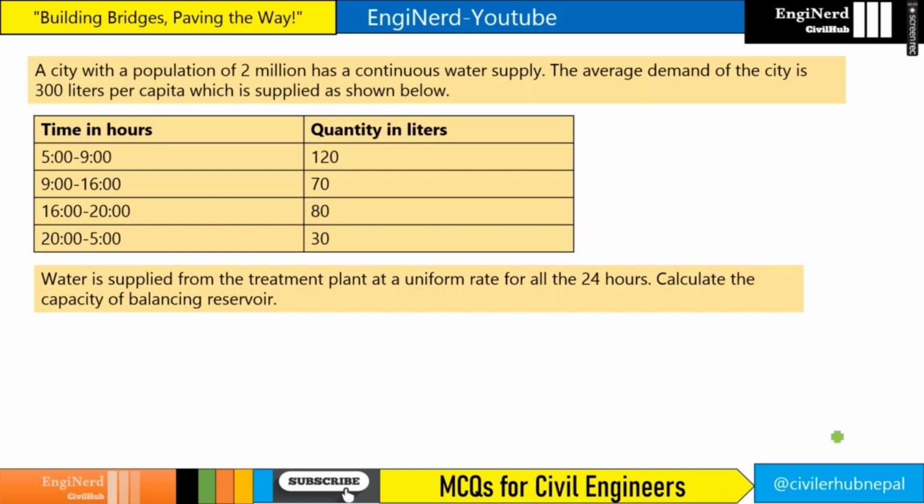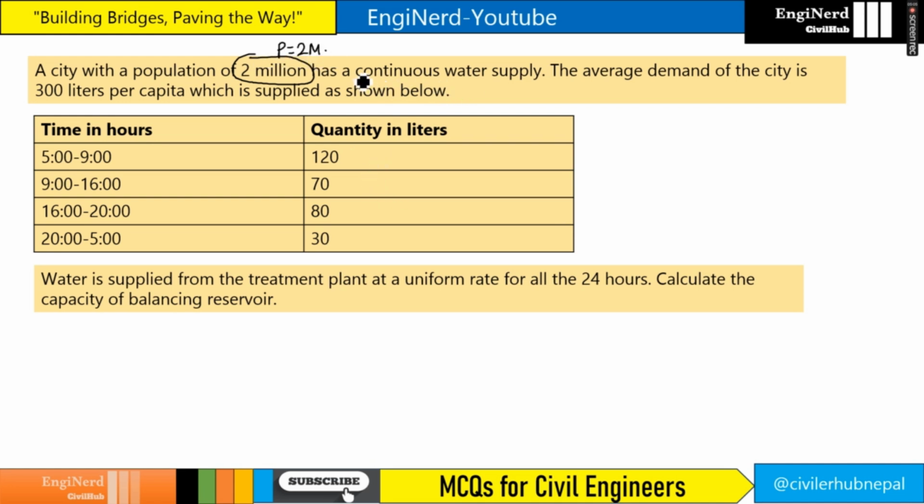In this video, we'll be doing example number 5 for the calculation of capacity of a balancing reservoir. The population is given as 2 million. Population is equal to 2 million.